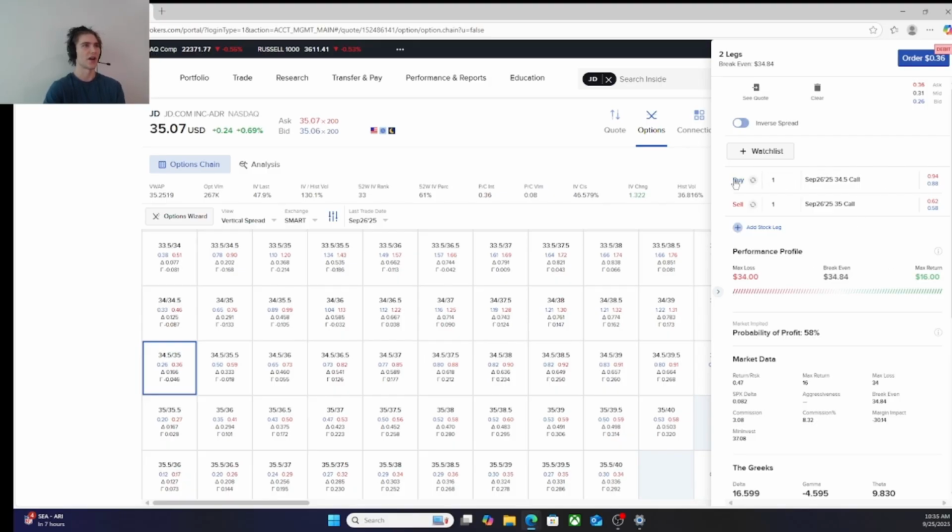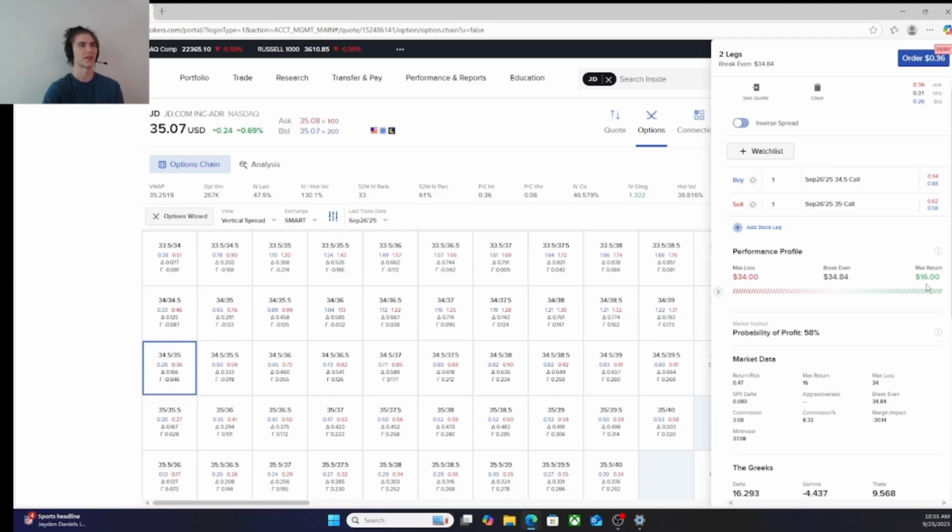As you can see, I'm buying the 34.5 and I'm selling the 35 call. Break even, in the range I'm looking for, I would prefer a little closer to the 34 range, but this is a decent range for me. 34.84 is my break even.